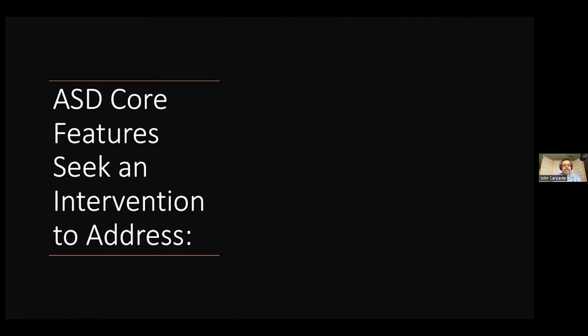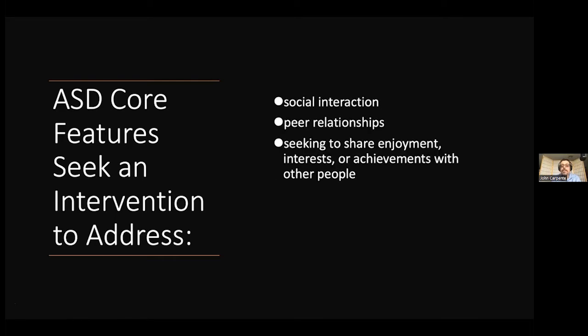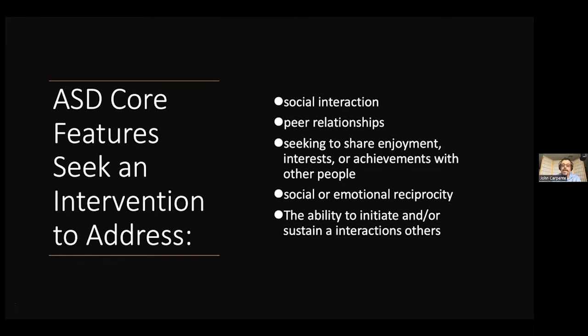So if we take the DSM and funnel it into one page, we can think of autism as these areas coming up here: challenges in social interaction and peer relationships, challenges in sharing interests and achievements with other people, challenges in the ability to be emotionally reciprocal, and challenges in the ability to initiate and sustain ideas and interactions. Most of these areas are challenges in interaction and social communication, so we want to find an intervention that will address these things.